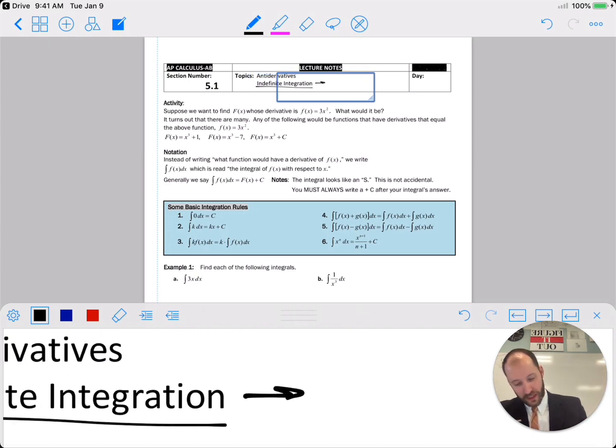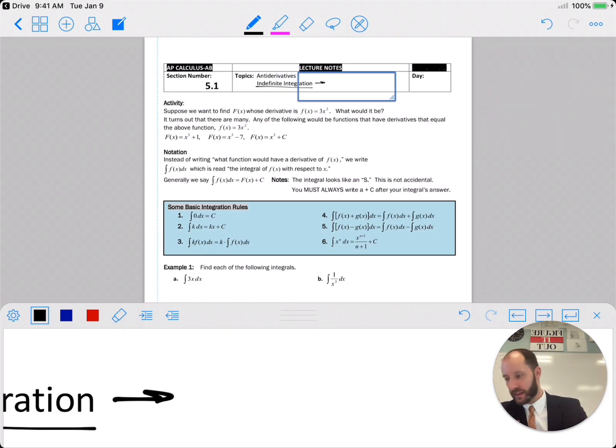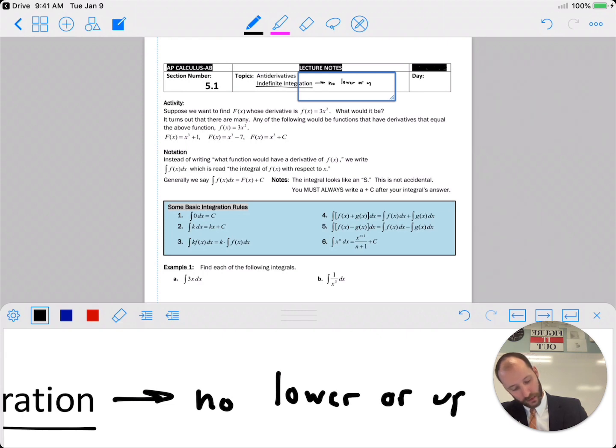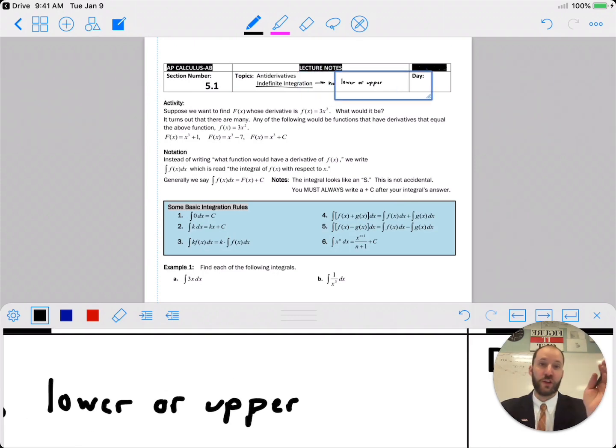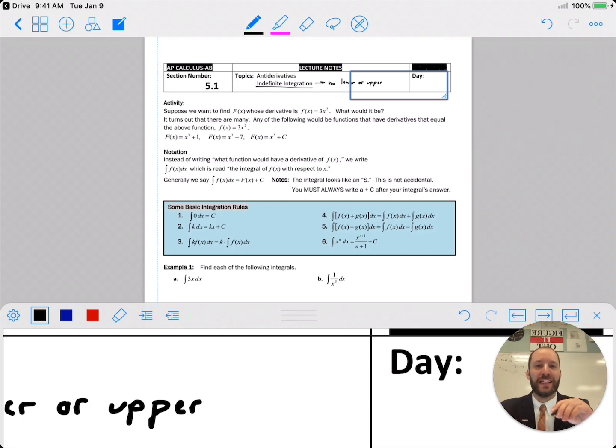And this just means when you do it indefinitely that there are no lower or upper bounds. So you're not looking at a specific area under the curve, you're looking at the entire function. What is the antiderivative? So the opposite of the derivative of that function. What this means with the indefinite integral, when you evaluate it, you're going to have to add in a constant of integration.